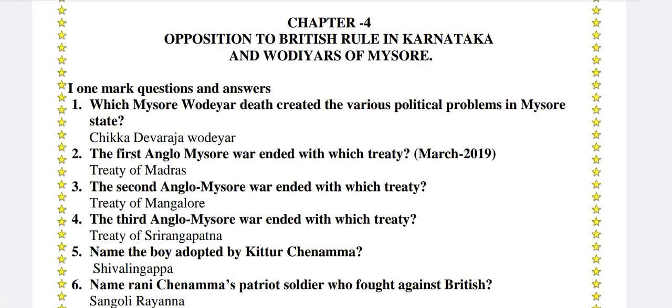Chikkadevaraja Wadiyar. The first Anglo-Mysore war ended with which treaty? Treaty of Madras. The second Anglo-Mysore war ended with which treaty? Treaty of Mangalore. The third Anglo-Mysore war ended with which treaty? The Treaty of Srirangapatna. Name the boy adopted by Kittur Rani Chennamma.